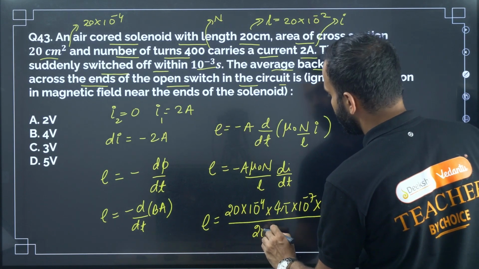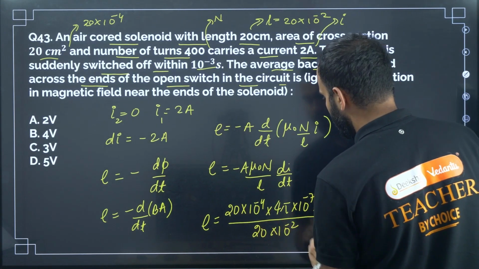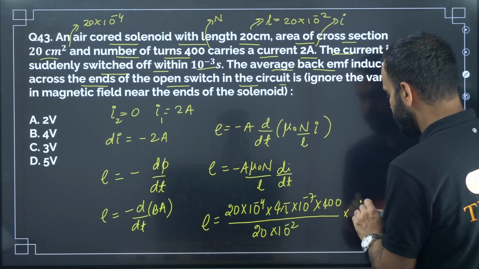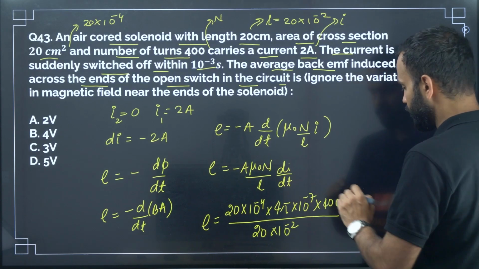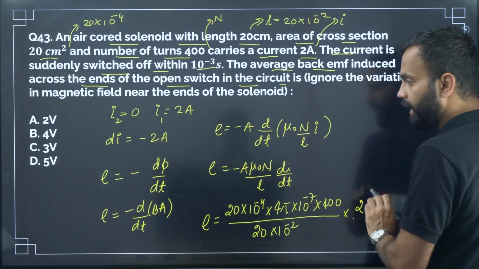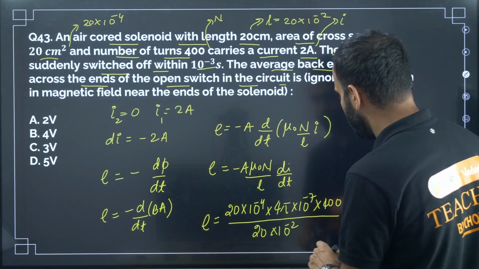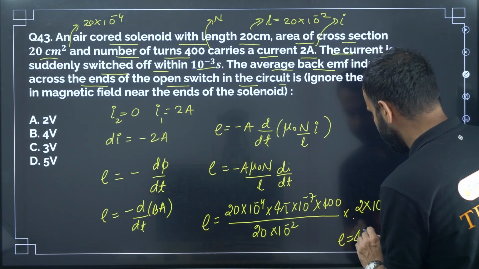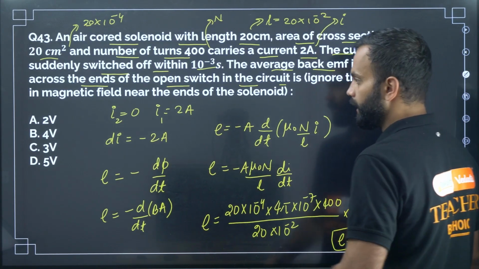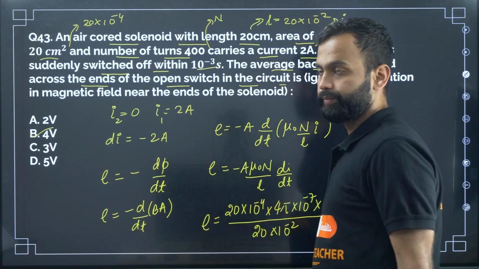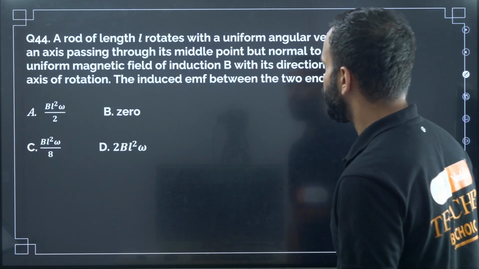L is 20 into 10 to the power minus 2 into di by dt, that is 2 minus di by dt, that is 2 divided by 10 to the power minus 3, that is 2 into 10 to the power 3. So now solve this, you will get E equal to 4 volt. The correct option is B. Next question, question number 44.